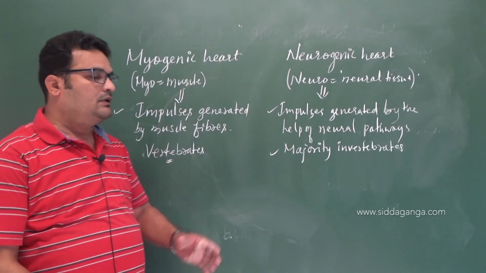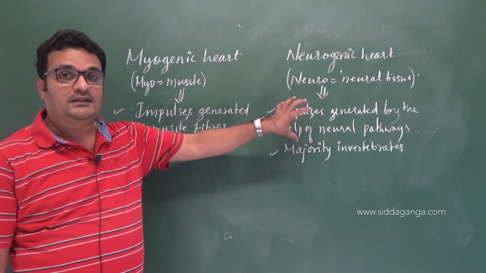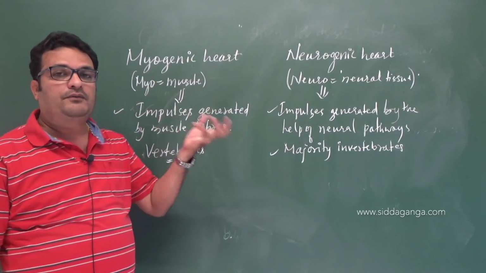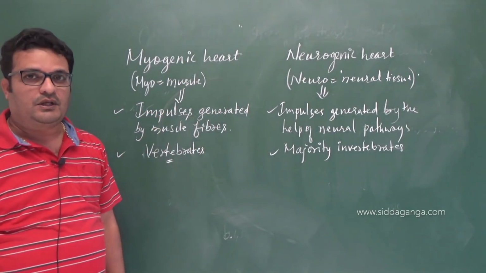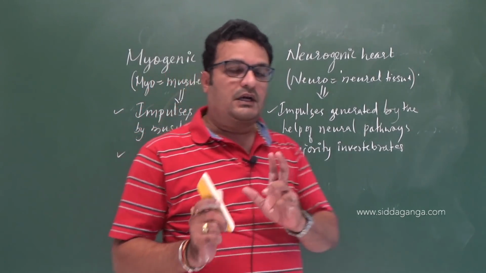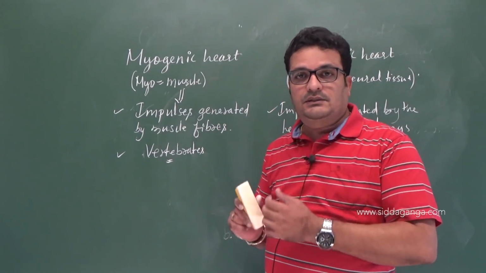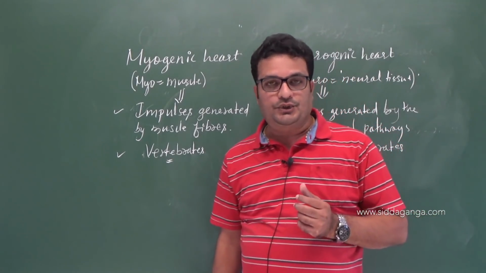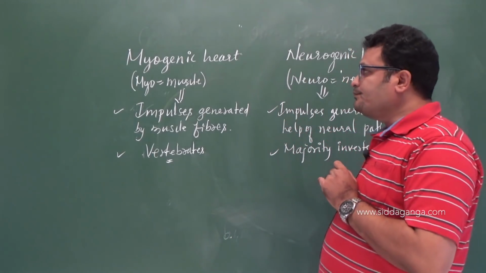In the majority of invertebrates, you will come across neurogenic heart, and it is purely under neural control, whereas the myogenic one has the power of control by the muscular tissue. So this is the major difference between myogenic heart and neurogenic heart. And you need to remember this again for 1 mark or 2 mark questions: what is a myogenic heart or what is a neurogenic heart?